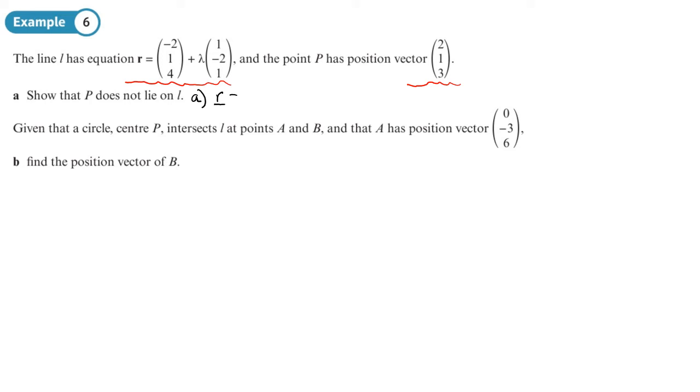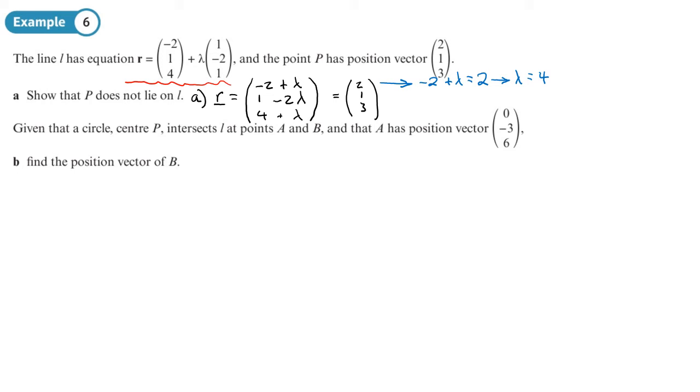So a general point on a line is going to have this format, negative 2 plus lambda, 1 minus 2 lambda, and 4 plus lambda. So we want to show, is it possible to get this point, 2, 1, 3? So what we do first of all is for each row we write an equation and we find what value of lambda we get. So let's start with the top row. So I would get negative 2 plus lambda equals 2. If I solve that, I'll get lambda equal to 4.